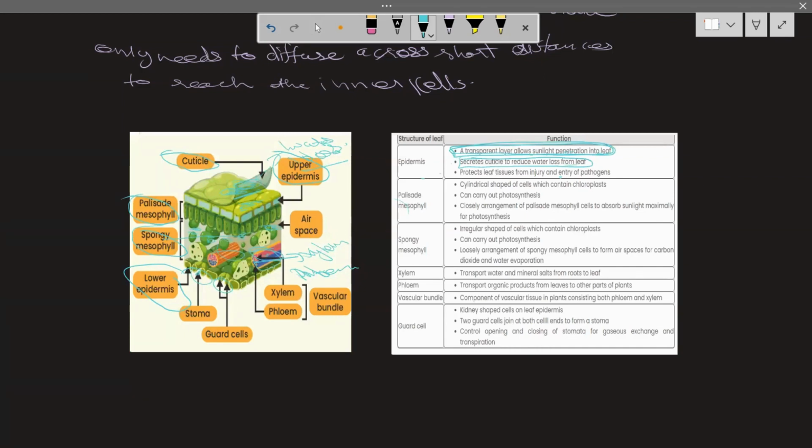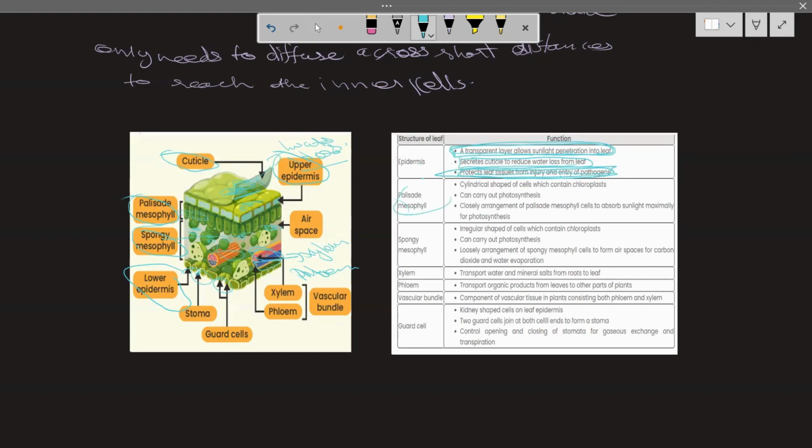And what does epidermis do? Protects leaf tissues from injury and entry of pathogens. Okay, pathogens. So pathogens are bacteria type, I think. Okay, and now what is palisade mesophyll?